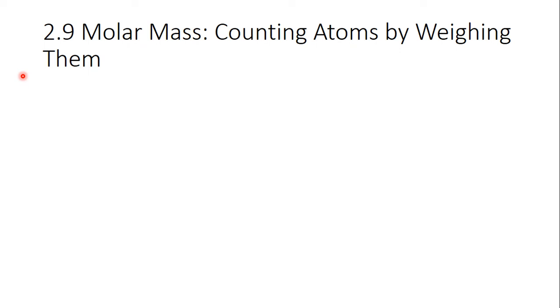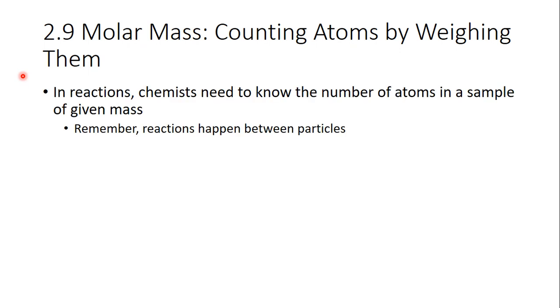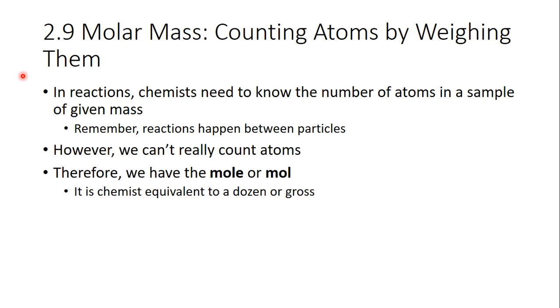In this video, we're going to look at molar mass and the mole. During reactions, chemists need to know the number of atoms in a sample of a given mass so we can predict what is going to happen and how much product we're going to get out. But there's no way to actually count atoms because they're really small. So instead of talking about we have X number of atoms, chemists talk about we have X number of moles.